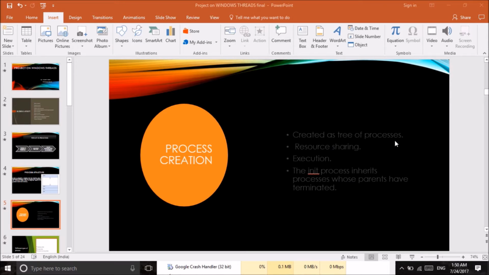Coming to created as a tree of processes. A tree of processes indicates a parent and a child process. A child process inherits all the properties of the parent process. The resource sharing is all, some, or nothing: all the processes, some of the processes, or none of the processes. Execution: parent and child execute simultaneously. Parents wait for the child to terminate, or the parent terminates prior to the child process, which continues to execute. And lastly, the init process inherits processes whose parents have been terminated.